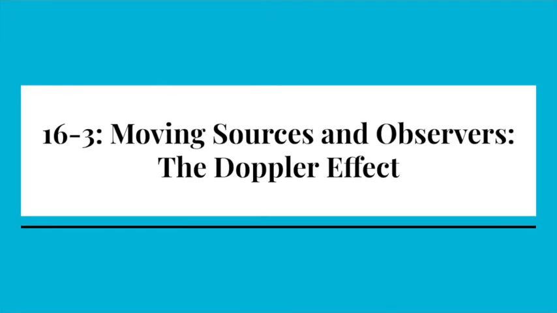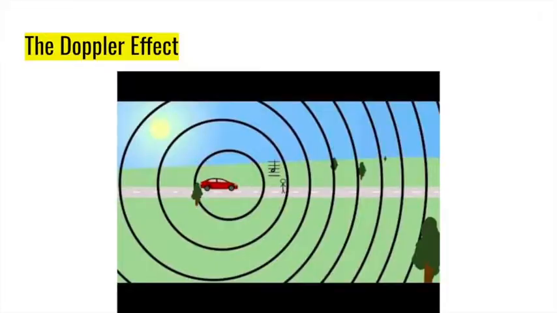Section 3, moving sources and observers. What happens when you're transmitting a sound and that source of transmission is moving, or perhaps the person who's hearing the sound is moving relative to where that sound is coming from? You guys may be familiar with this. The sound of an approaching car, even if it's not honking its horn, you can just hear the sound of the tires on the road or the engine noise. It sounds higher pitched as it approaches you, and then as it passes you and is going away from you, the pitch of that sound seems to decrease.